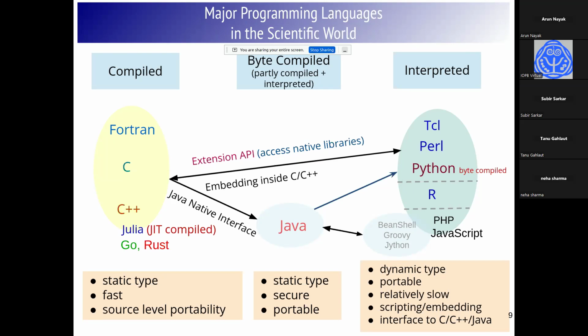For example, for Fortran, C or C++, you have two steps. One step is that you compile it explicitly, then you run it.